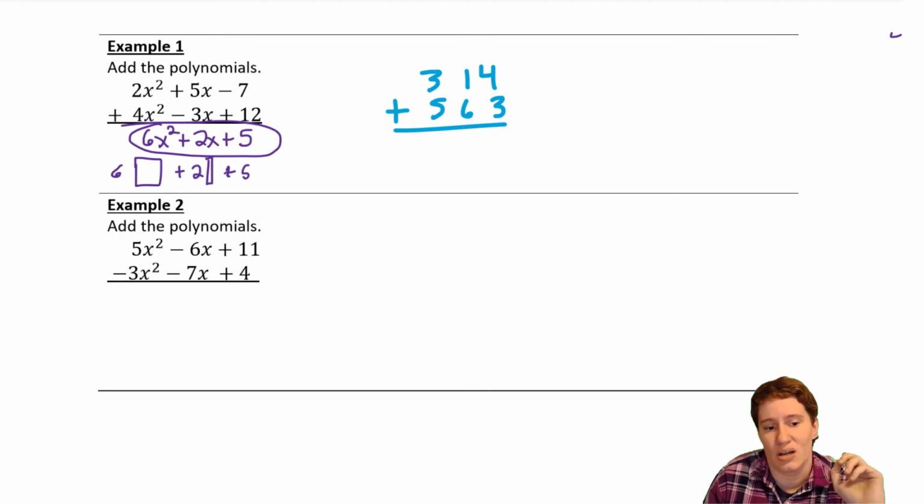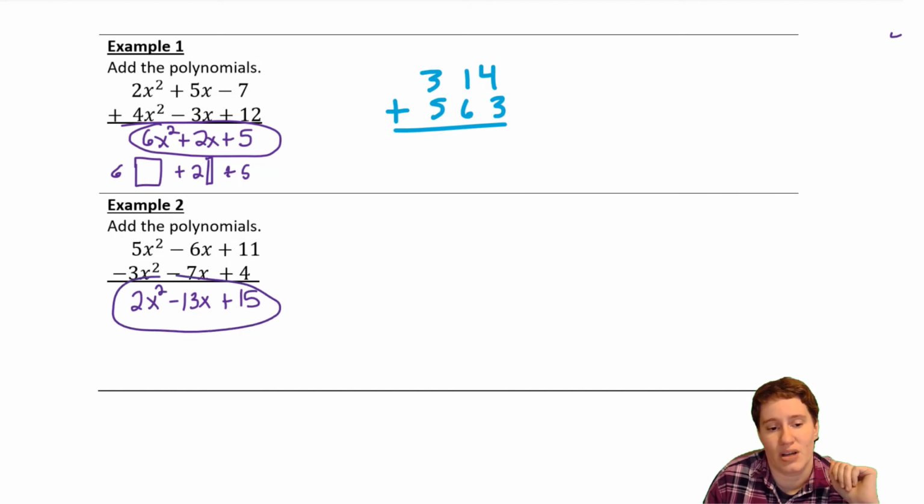Okay, so 11 plus 4 is a +15. -6x plus a -7x makes a more negative number, so a -13x. And then 5x squared minus 3x squared is 2x squared.